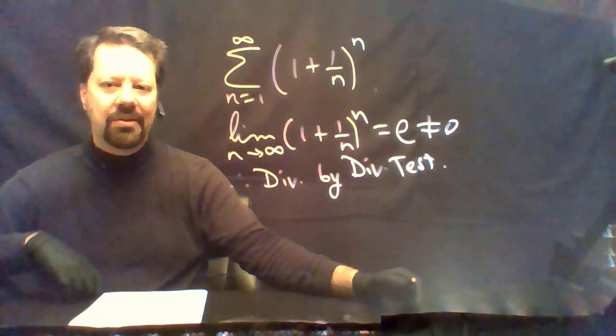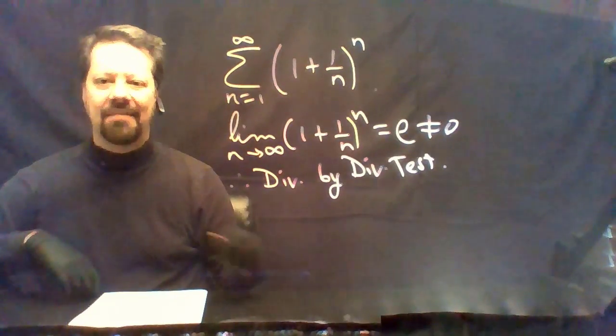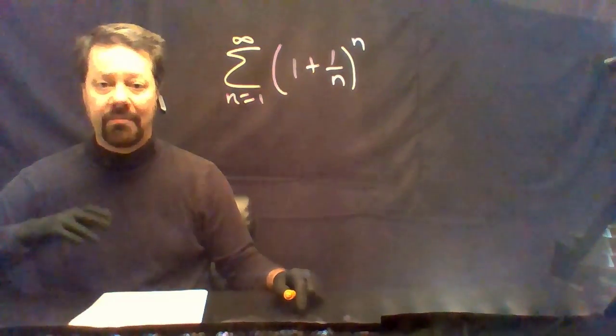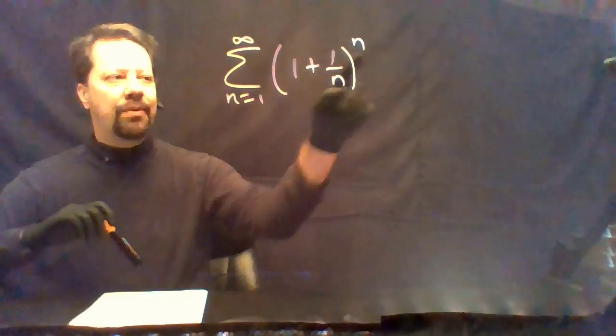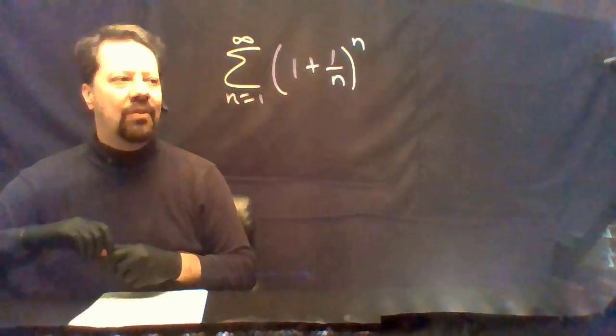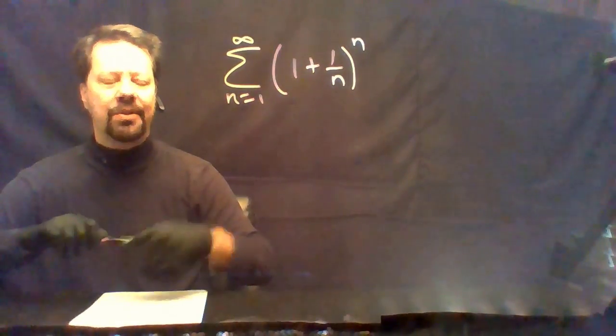Let's assume that you didn't know that this limit was equal to e. Or, on the problem on the exam, the limit perhaps won't be e. What do? This is a 1 to the infinity case, which is an indeterminate case. You can kind of see that there's no way the terms go to 0, so you should be using the divergence test.